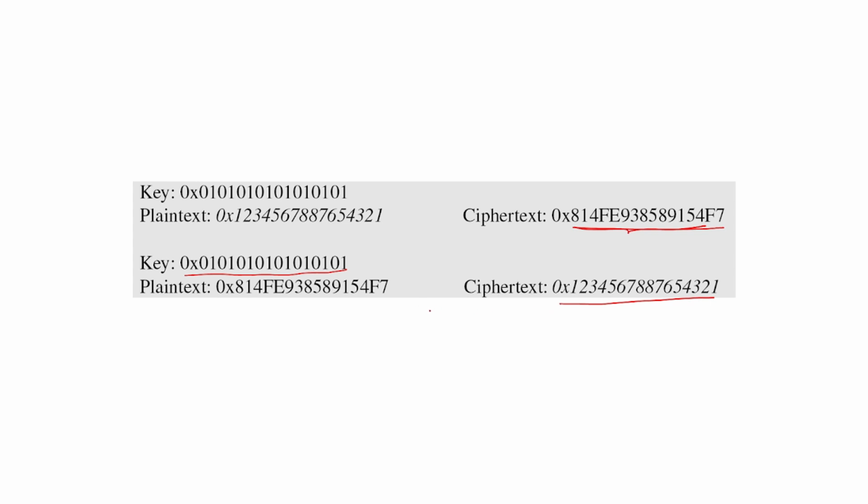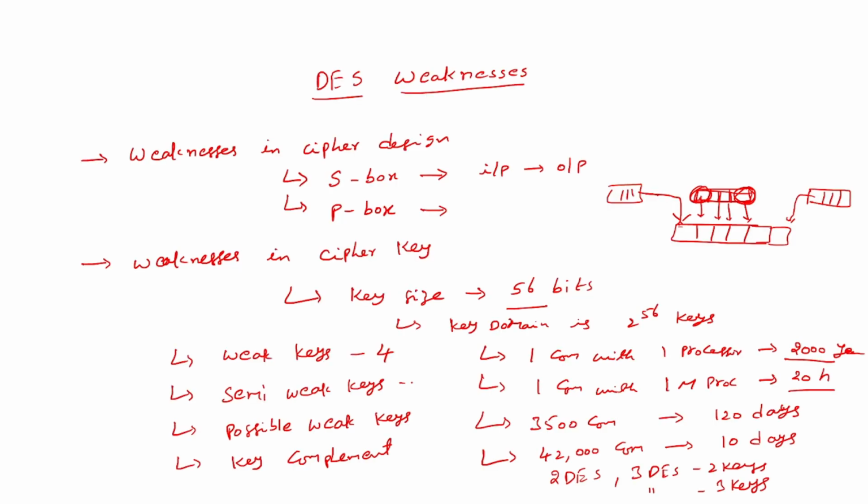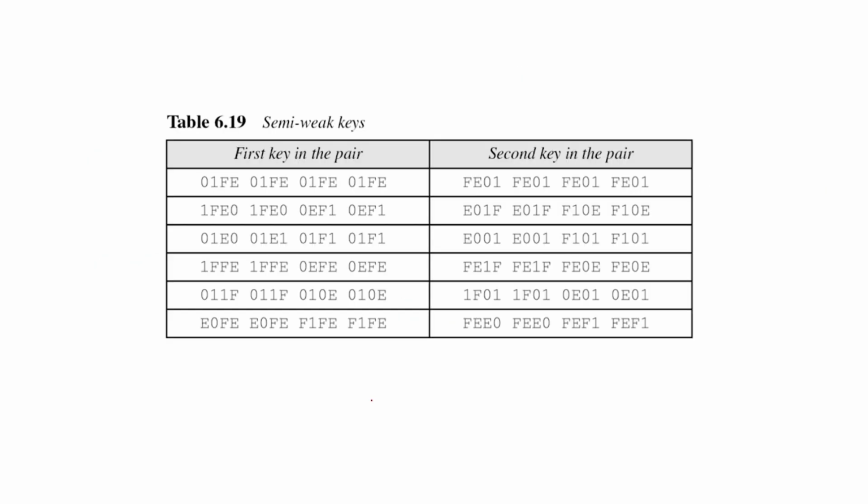The next thing is semi-weak keys. How many semi-weak keys are there? There are a total of 6 pairs of semi-weak keys. Pair means 2, so 6 into 2 is equal to 12 semi-weak keys. What are those semi-weak keys? These are the semi-weak keys. Each row represents a pair: the first semi-weak key and the second semi-weak key of the pair.